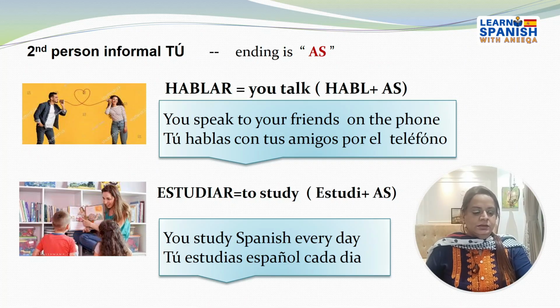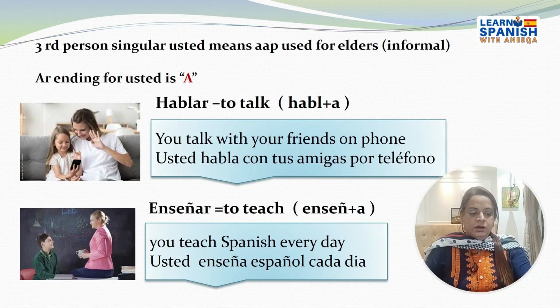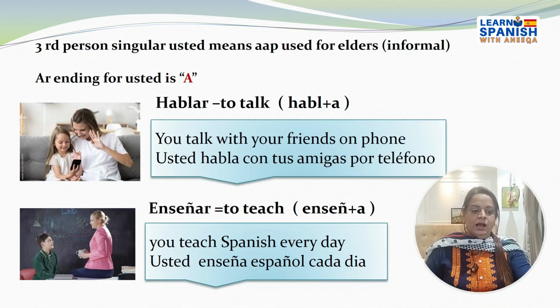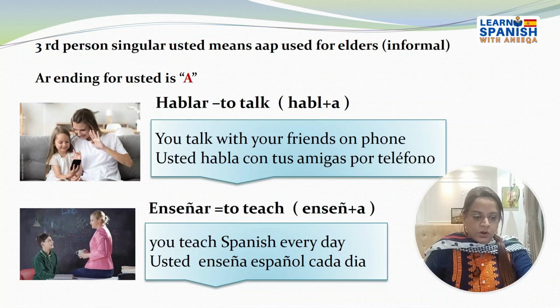The teacher is telling the small boy, you study Spanish every day. Tú estudias español cada día. Now third person singular is also the same as tú, but it is not going to be as, it will be a, because you are talking about the third person singular and that means आप. Here it changes the ending for the pronoun and it becomes a. Like hablar, to talk, will become habla, not hablas, like we used in tú.